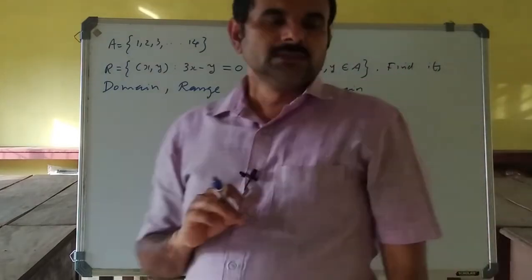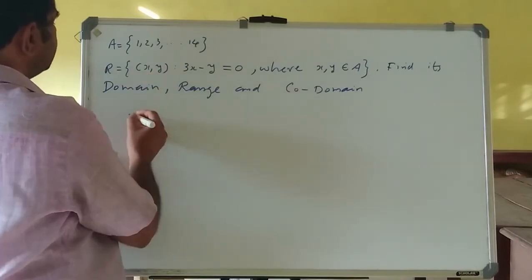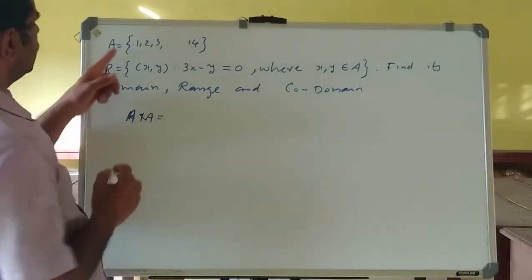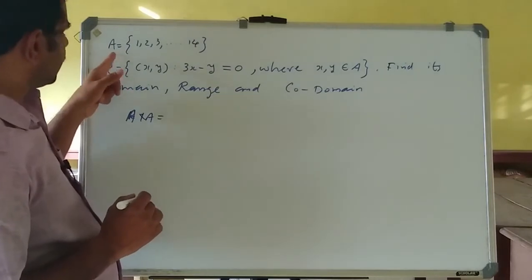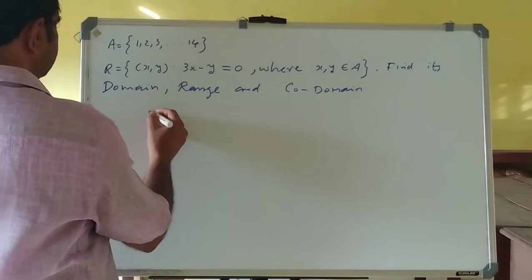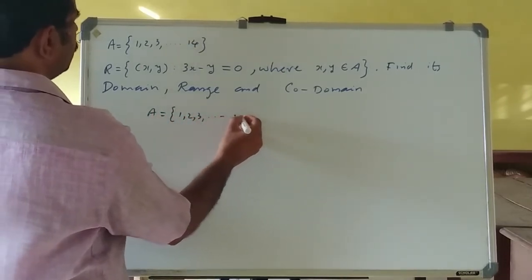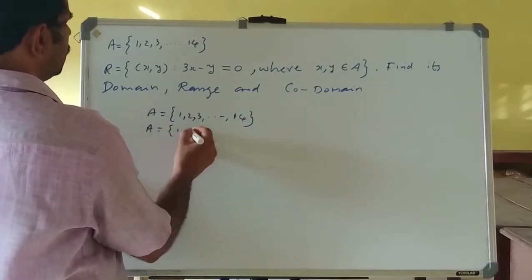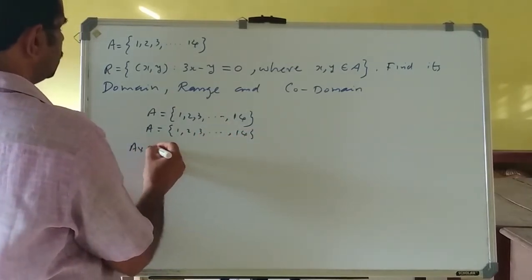15, 16, 17, and so on are not allowed. Okay. Here R is equal to what? What will be A cross A? A is equal to the set 1, 2, 3, and so on up to 14. Again A is equal to 1, 2, 3, and so on up to 14.